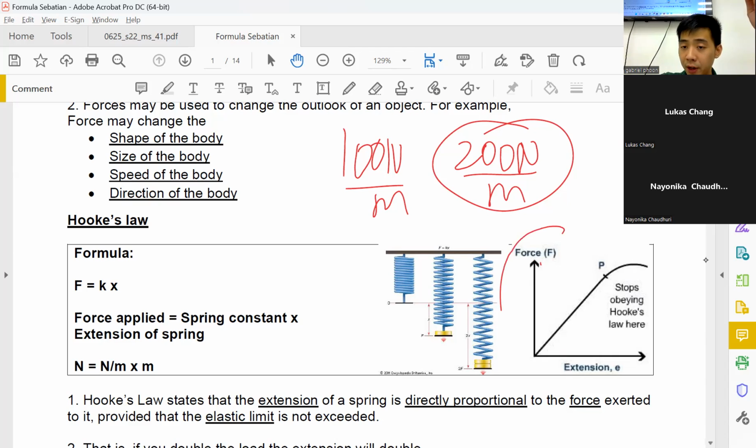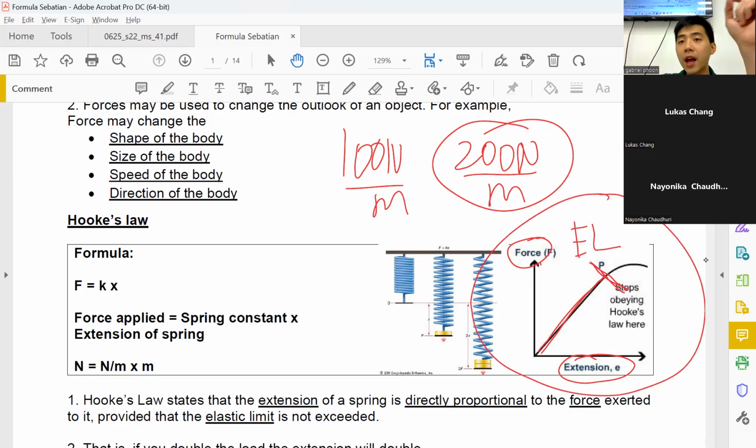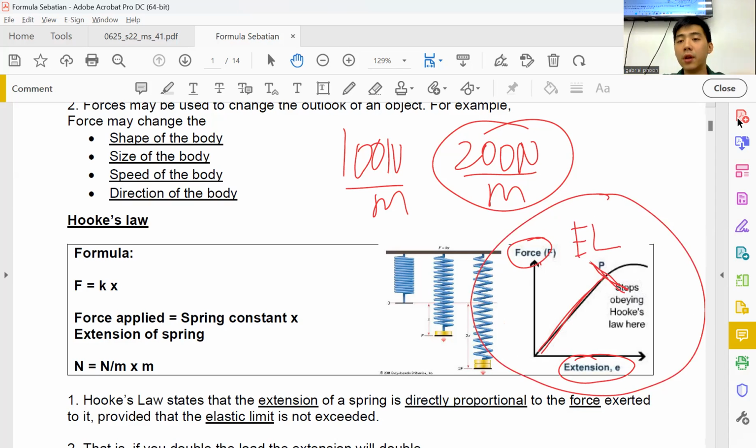Then from this graph here, we are supposed to be able to define Hooke's law. You still remember how to define it? Hooke's law states that the force is directly proportional to the extension of the spring, provided that the elastic limit is not exceeded. Always remember, if you have this graph here, you can define Hooke's law on your own. Very, very important.